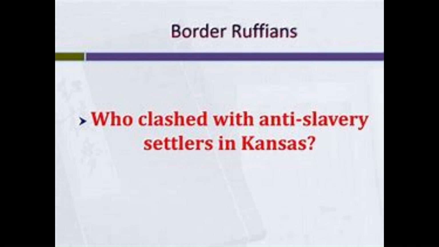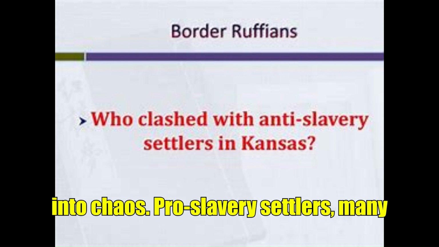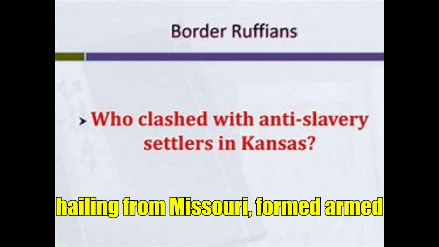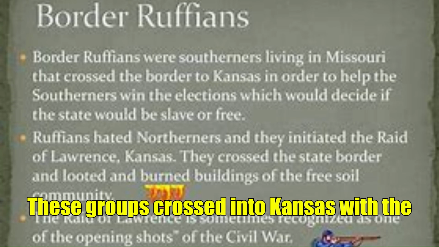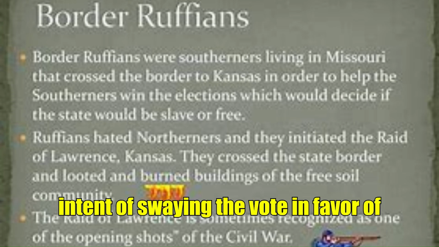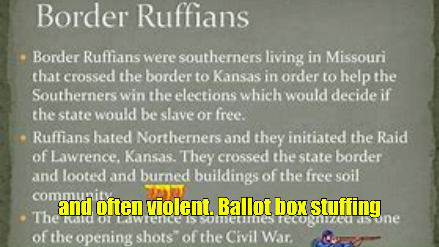Escalation of violence. The struggle in Kansas quickly devolved into chaos. Pro-slavery settlers, many hailing from Missouri, formed armed groups known as Border Ruffians. These groups crossed into Kansas with the intent of swaying the vote in favor of slavery. Their tactics were aggressive and often violent.